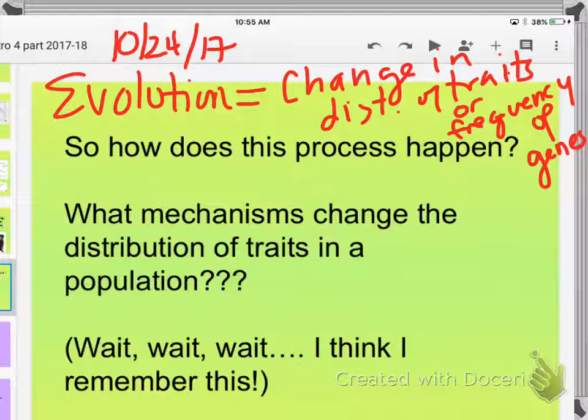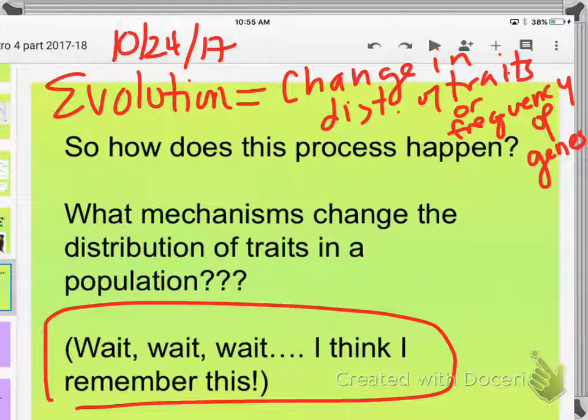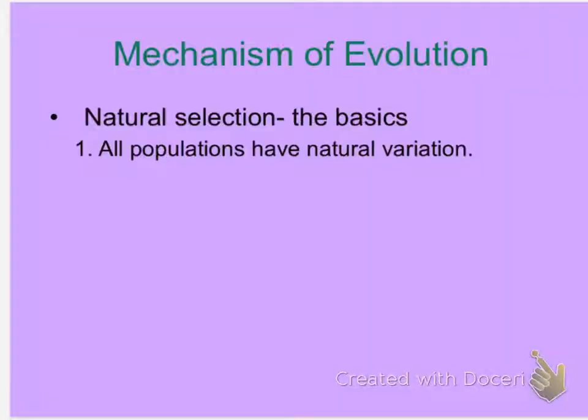Ah, that's it! I knew I remembered that. We've talked about this before. We have? We have. The mechanism that causes these changes to occur, the mechanism that shifts distributions, is natural selection.